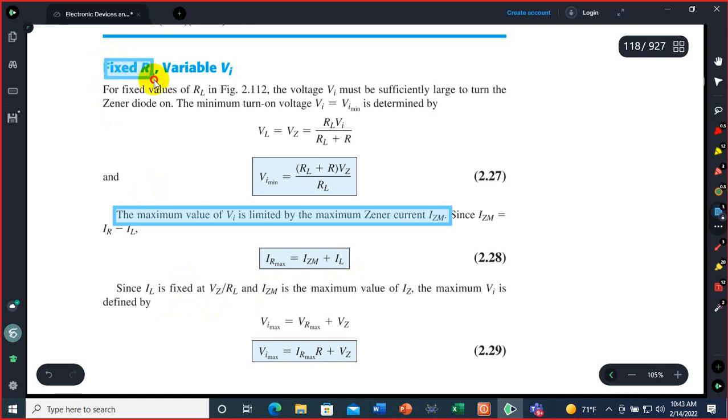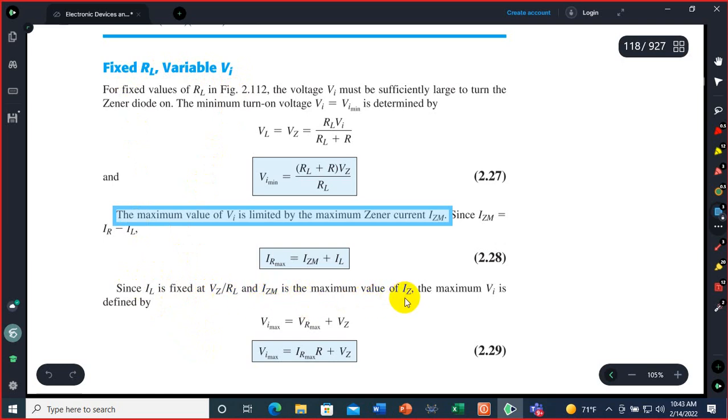It is a fixed value of RL. Your resistance is fixed, so IL is also fixed because voltage is fixed and resistance is fixed. Load resistance is fixed, Zener voltage is fixed, so load current is fixed. Since IL is fixed at Vz by RL, IZM is the maximum value of IZ.